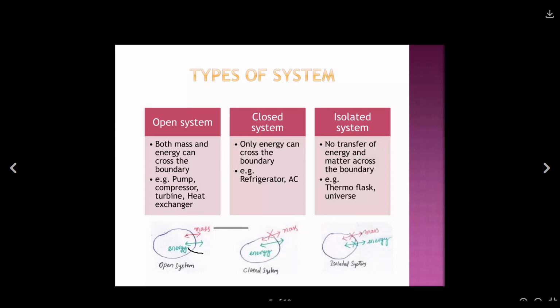Then the next thing is an isolated system. In the isolated system, there is no transfer of energy and matter across the boundary. One very important thing: if I ask which type of system the universe is operating, remember we said the system plus the surrounding is what constitutes the universe. So the answer is open system, because we are operating in an open system. That is what even makes life possible on Earth.